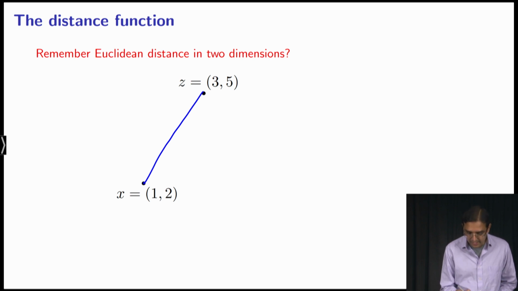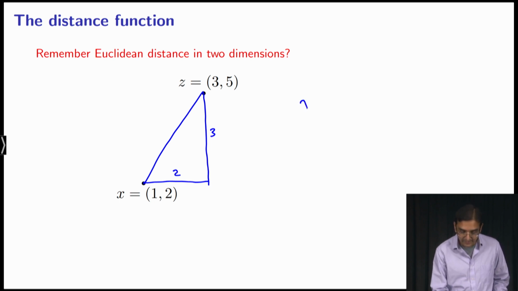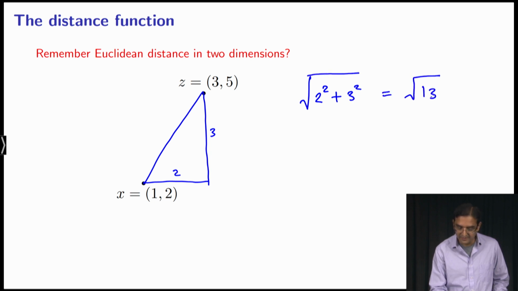Now if you look at these 2 points, along the first coordinate they differ by 2, and along the second coordinate they differ by 3. And so the length of that line is the square root of 2 squared plus 3 squared, in other words, the square root of 13. That is the Euclidean distance between x and z.